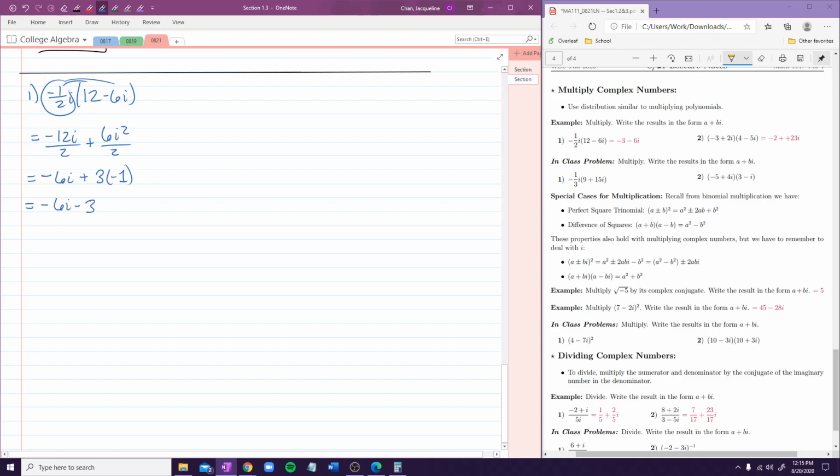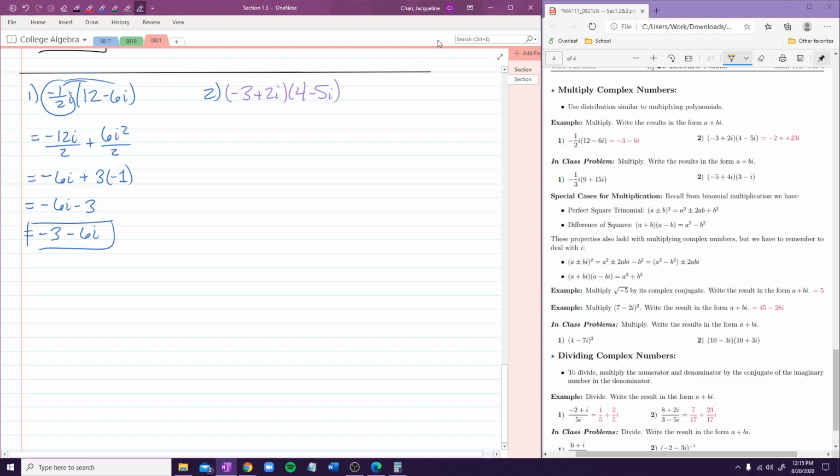But remember, we want the form to be a plus bi. So we just want the real part first, so we have to use the commutative property and switch these around. And this is our solution. So for number 2, we want to multiply negative 3 plus 2i and 4 minus 5i.